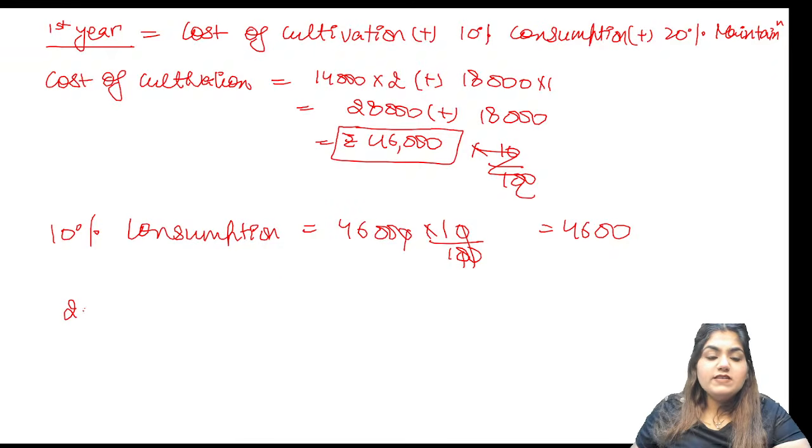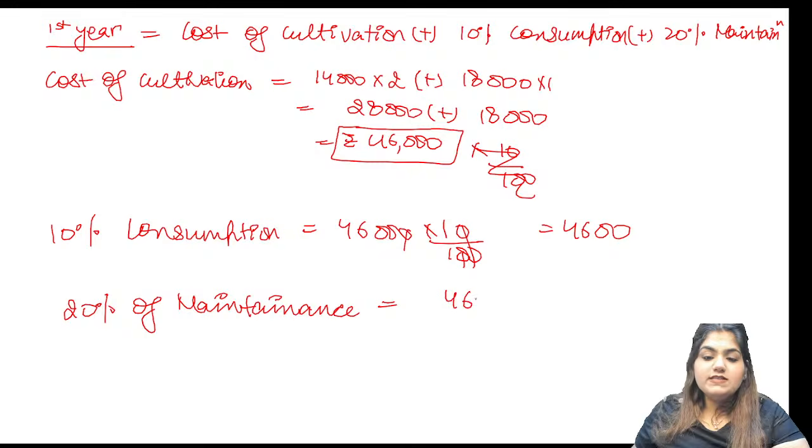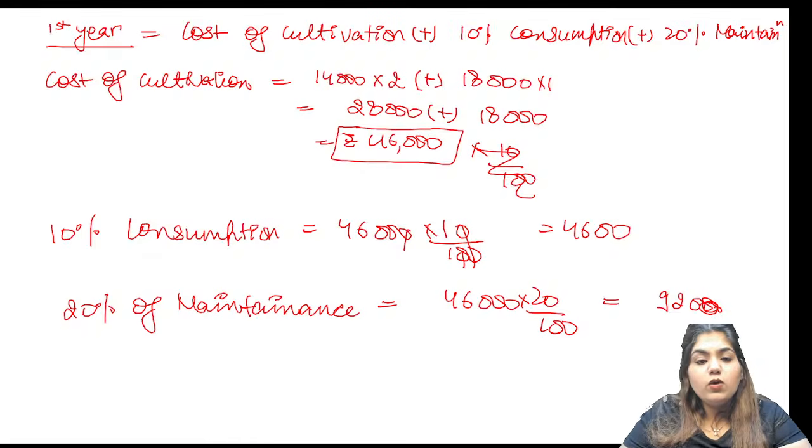And 20% for maintenance is equals to 46,000 into 20 upon 100. That will give us 9,200.